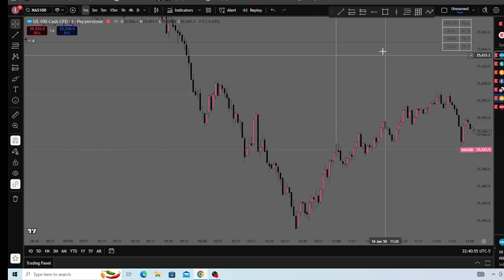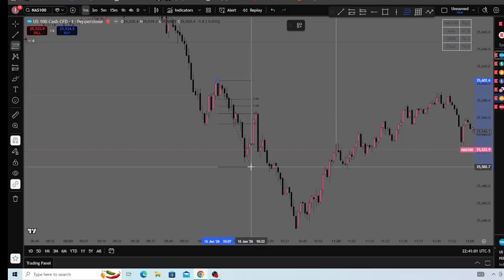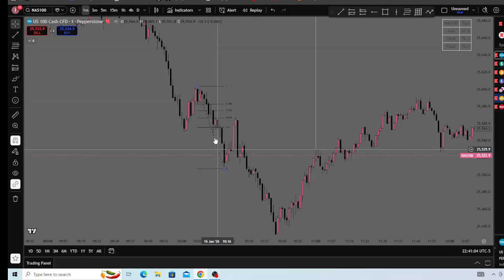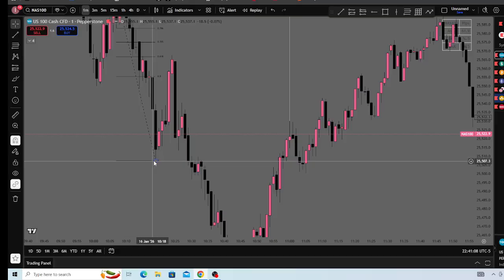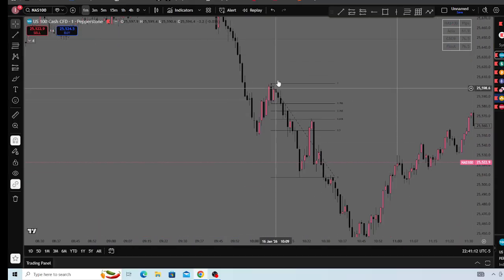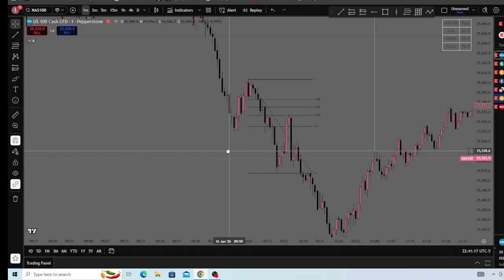Then we got this next leg up, and then we get this next leg down. I anchor my fib right here at these lows, targeting this. We get this move up, we sweep into this fair value gap, and we break structure down.